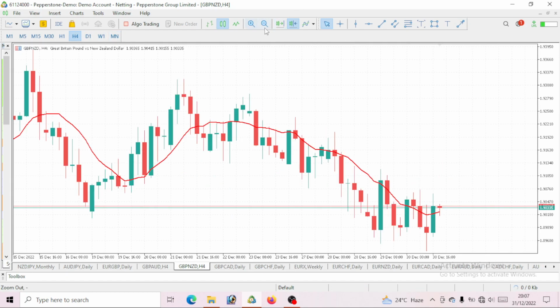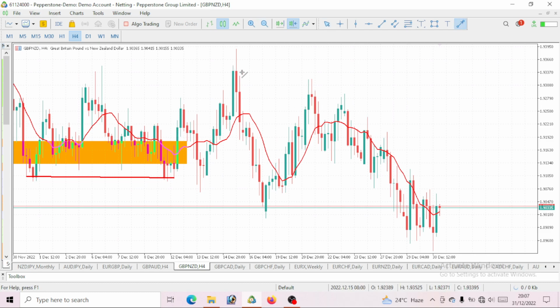Same thing with the four-hour time frame. Basically, still the same movement, a bearish move, lower lows and lower highs, still trading below this 10 period moving average. So we still see this as a sell movement.